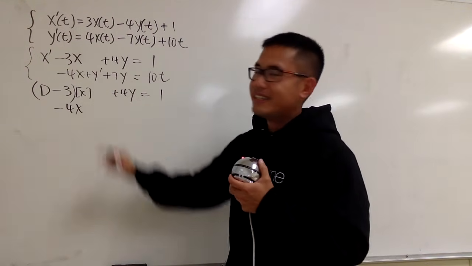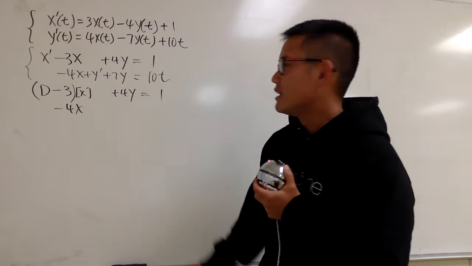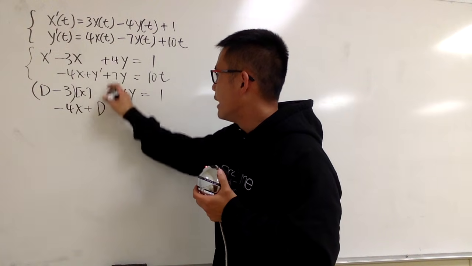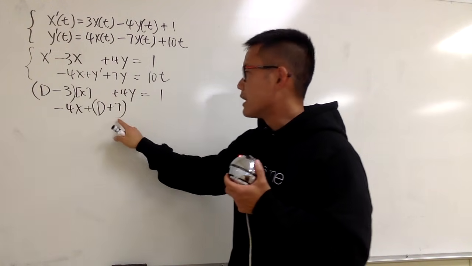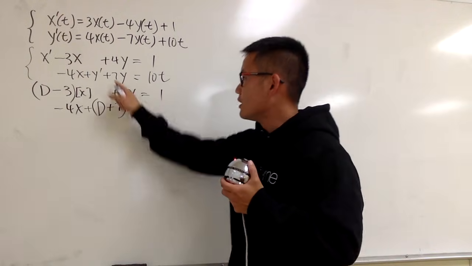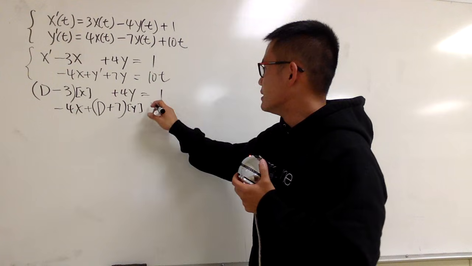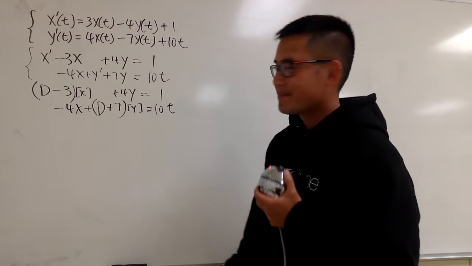Well, for this, we have y prime. That's the derivative. That means I have to have the D. So this is going to be plus capital D, and then this has no derivative, so plus 7. And now D plus 7 is working on the y. So I'll put this down as the y like that. And this is equal to 10t like this, okay?